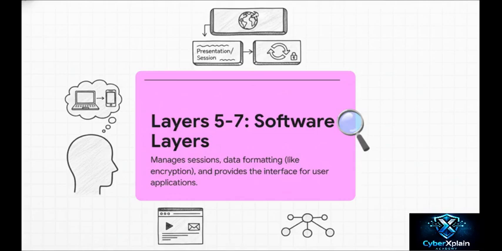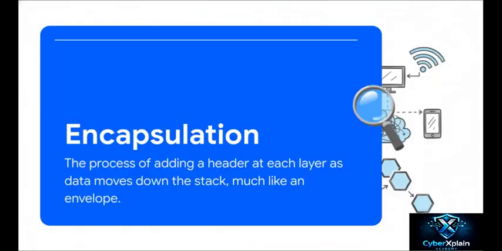All right, the top 3 layers: session, presentation, and application. We often just group these together as the software layers because they're the closest to you, the user. The session layer is kind of like a club bouncer, managing who gets to talk and for how long. The presentation layer is the translator, making sure both computers are speaking the same language and handling stuff like encryption. And finally, the application layer is the part you actually see and interact with, like your web browser or your email client.